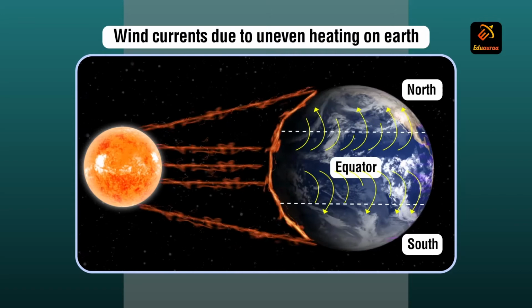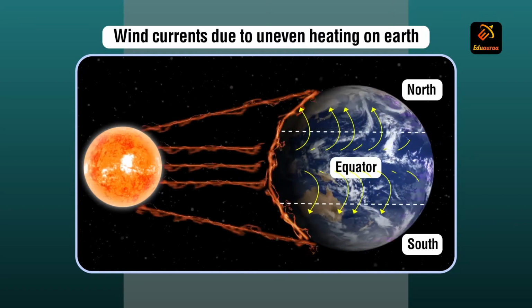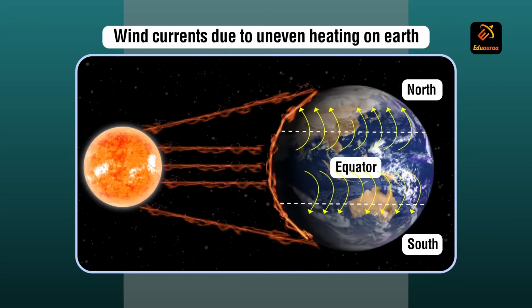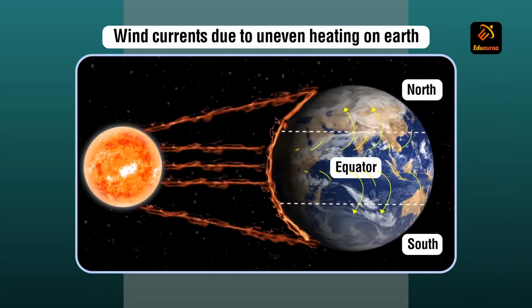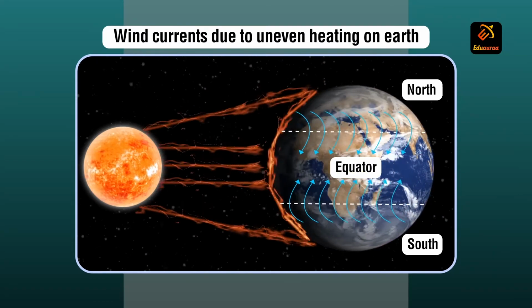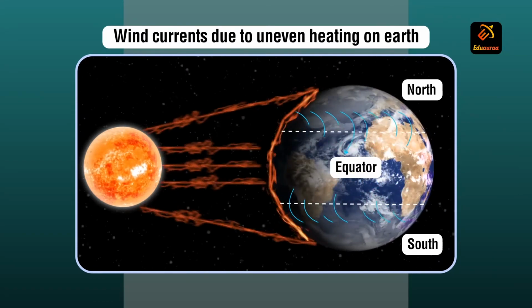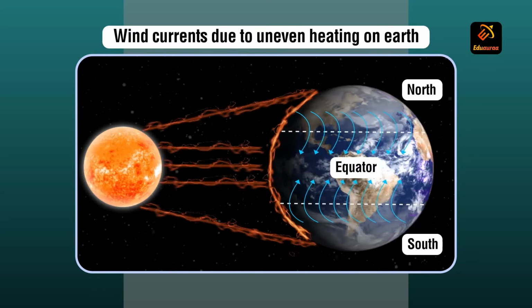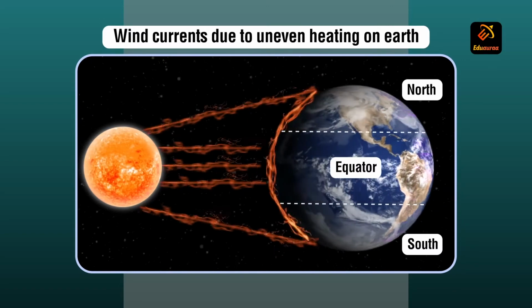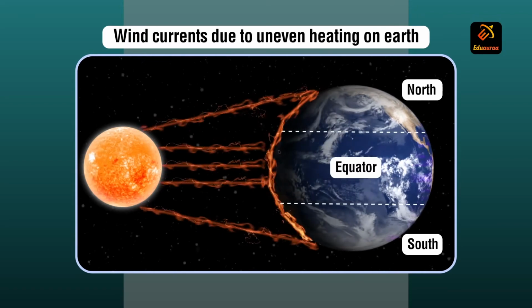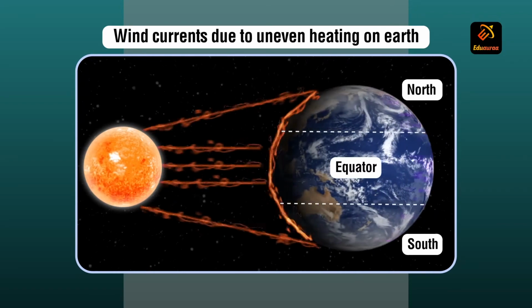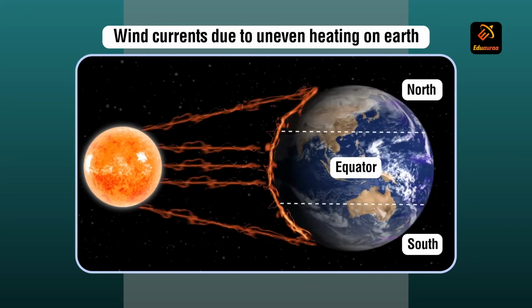On the Earth's surface, the winds move from high pressure to low pressure. Ideally, the winds would have flown from north to south or south to north. These winds change their direction because Earth always keeps on rotating from west to east. In this way, winds keep on flowing throughout the Earth.